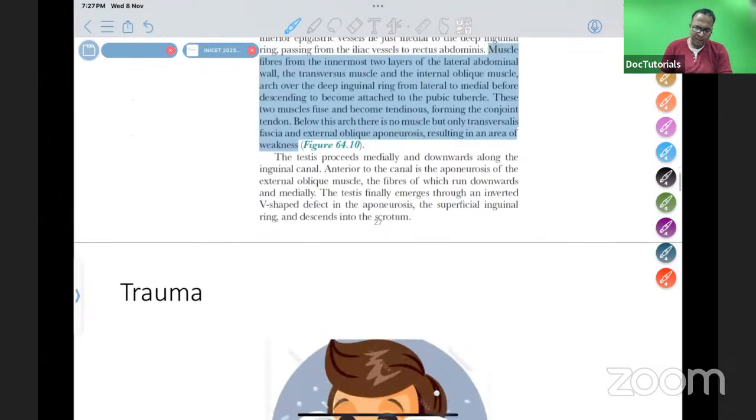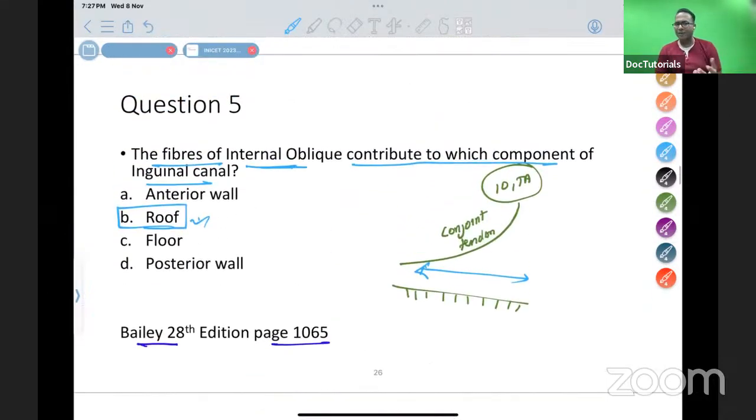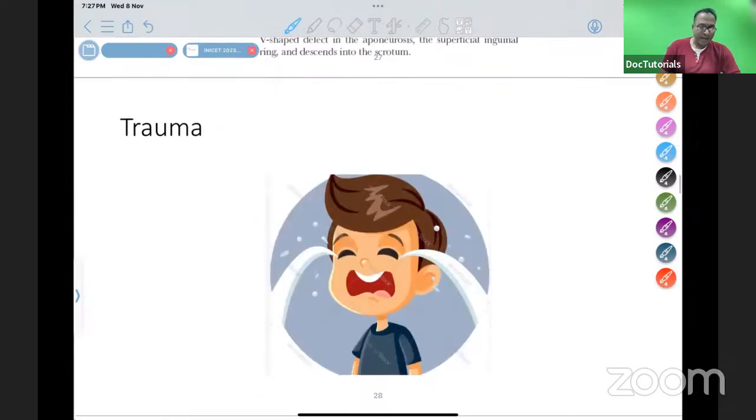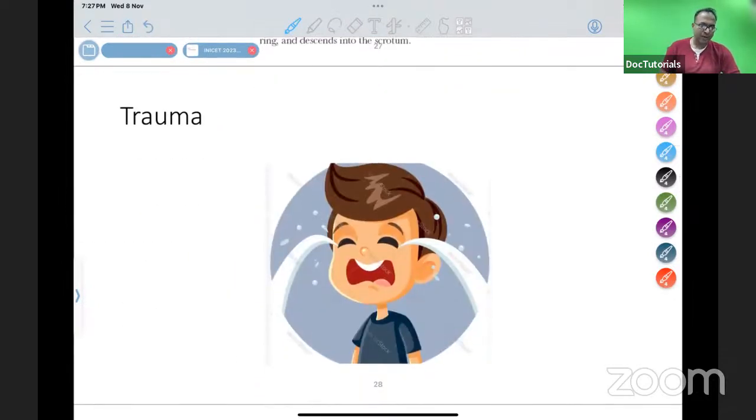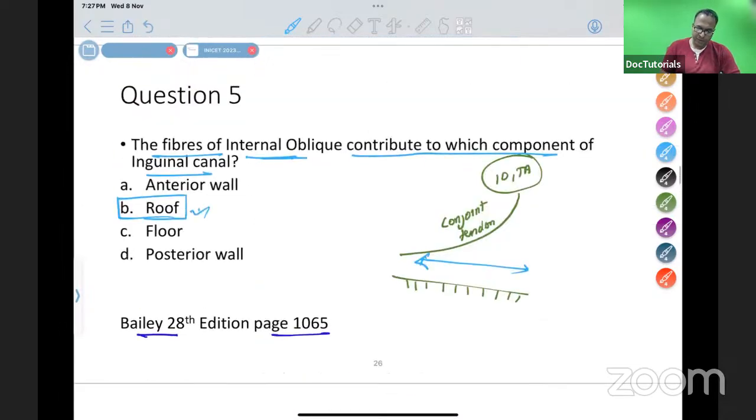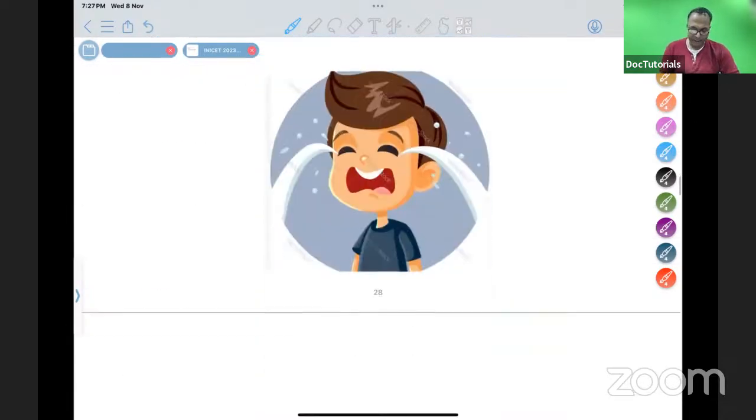In this general part, all the 5 questions are very straightforward, simple and easiest questions. From breast, thyroid, and hernia, all the questions are very simple. The only point is we didn't get a trauma question in this section. Okay, so very good, Nitish. That is correct. It is from the roof of the canal.